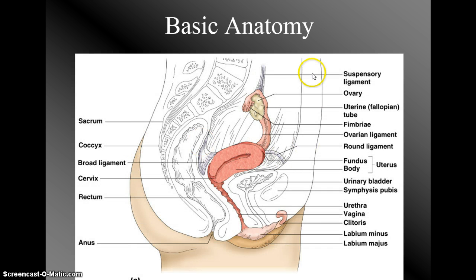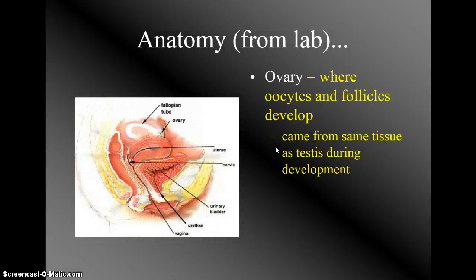Alright, so here's your basic anatomy. We're going to go the ovaries, the fimbria, oviducts, uterus, vagina, external genitalia. Again, we'll look at each of these individually. So the ovary is where oocytes and follicles develop. Oocytes, the typical word which you hear that called as eggs, but their technical name is oocytes. I'll explain what a follicle is later.